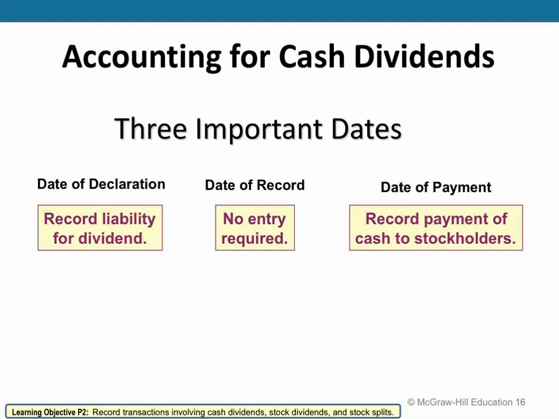So for the 3 important dates that we're going to look at, the first would be that date of declaration. So we're going to record the liability for the dividend. Again, we're going to debit our retained earnings, debit equity, credit the liability as a dividend payable. Date of record, no entry is going to be required here. We're just identifying physically who the payment is going to be made to. Date of payment, we're going to record payment of cash to the stockholders, and we're going to do that by crediting the amount of the dividend payment in cash, and we're going to debit the dividend payable for that amount back off.